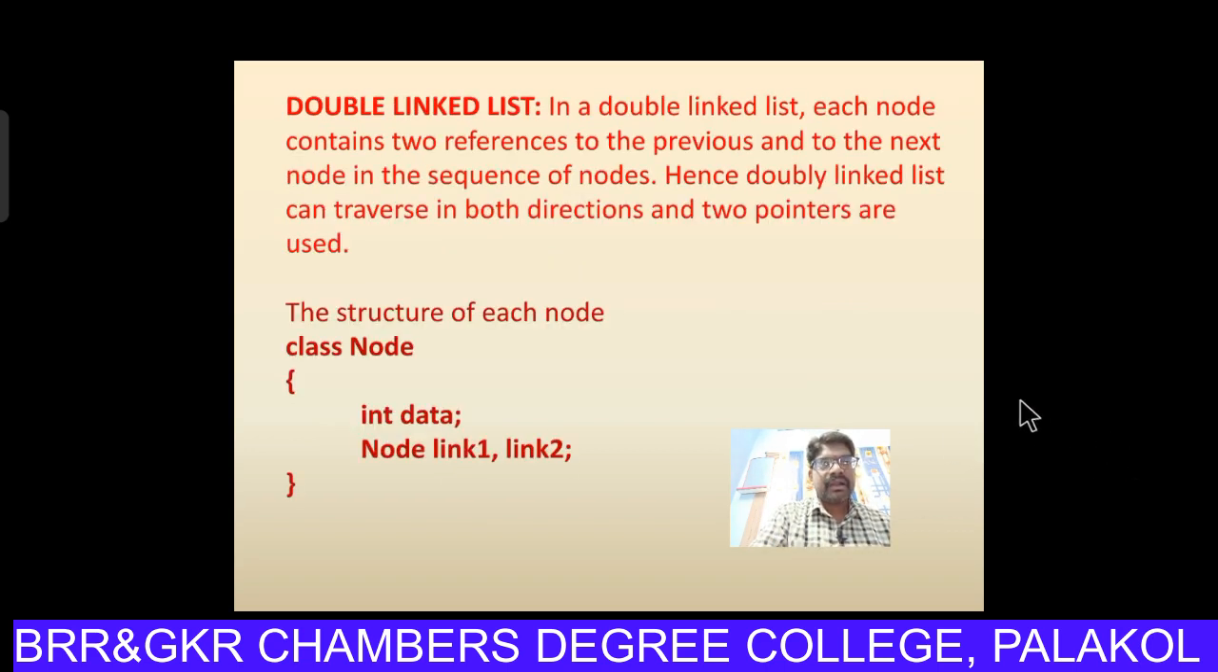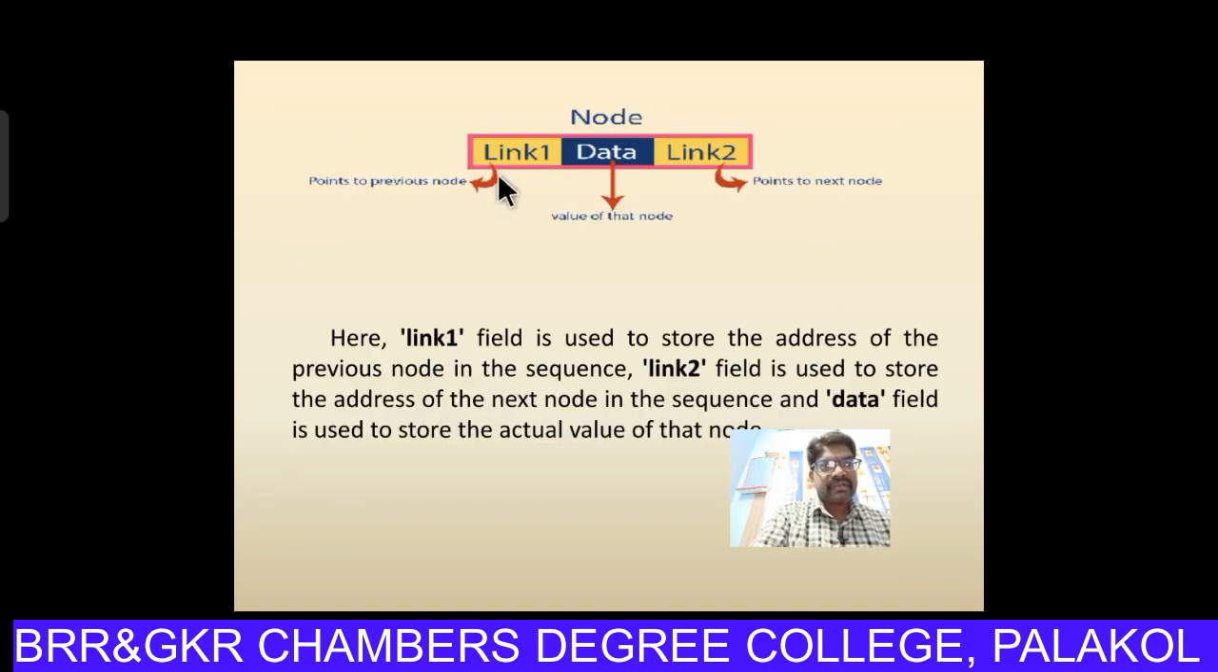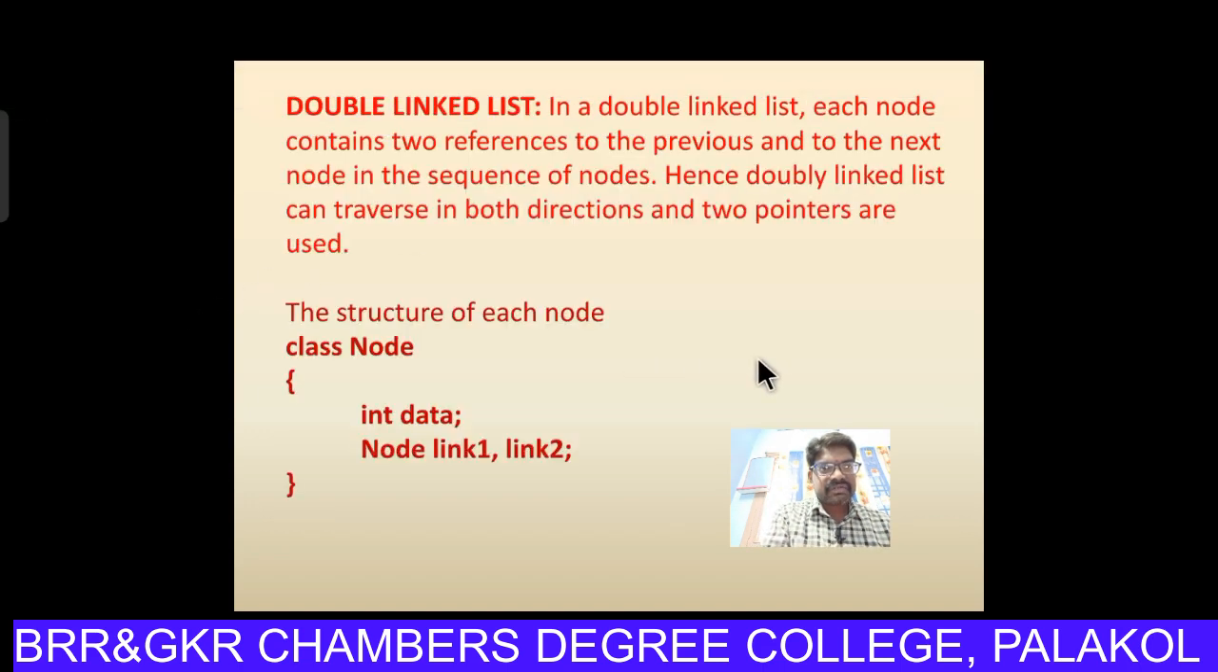Next one, double linked list. In the single linked list or circular linked list, a node contains only two parts: one is the data part and the next is the next part or link part. But in a double linked list, it contains three parts: the left node address, the right node address, and the data part. One is the left hand side address link, the right hand side address link, and the data part. So this is the structure of the double linked list.